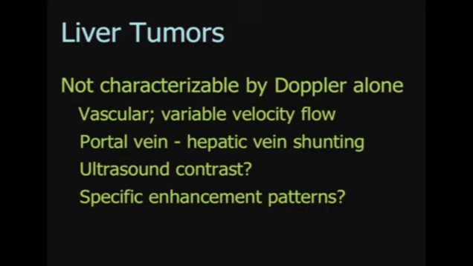Now, there was a lot of hope that liver tumors would be characterizable by Doppler alone, and unfortunately that really isn't the case. However, you can still get a fair amount of information by looking at the vascularity of tumors, looking at the portal vein for patency, and trying to get evidence of hepatic venous shunting. I think there's certainly excellent evidence that tumor characterization in adults is possible with ultrasound contrast, with specific enhancement patterns. These same rules should apply to kids, but there just isn't enough experience yet in the pediatric literature.